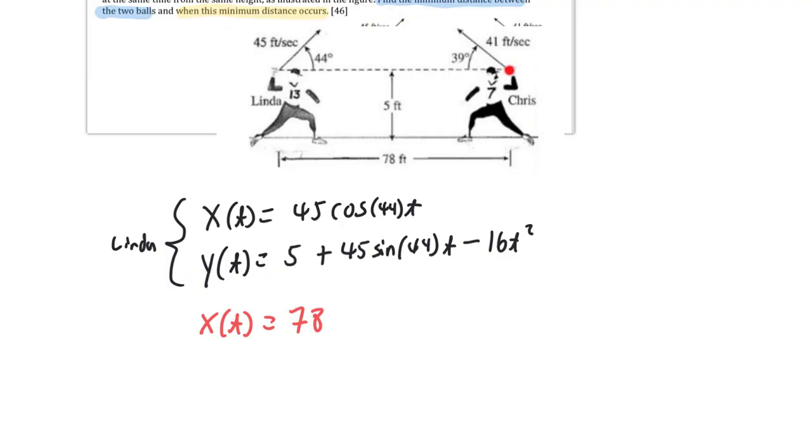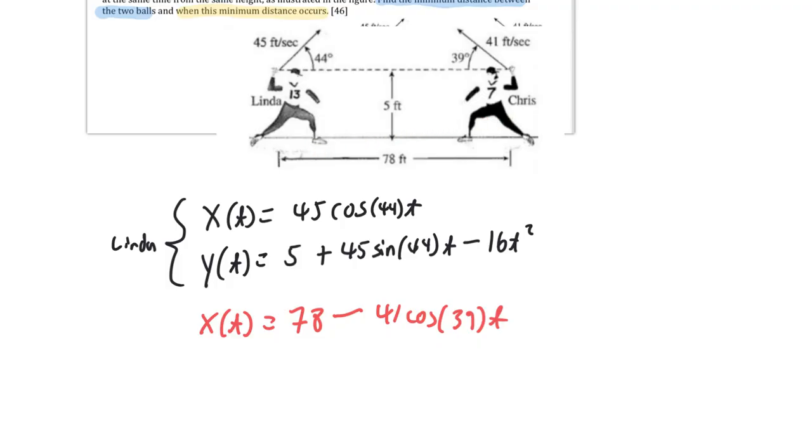However, the horizontal movement of the ball, yes, we know it's going up at a slant, but the horizontal component is moving to the left. So that needs to be denoted by the fact that we're subtracting 41 cosine of whatever his angle is, times t. This minus means that the ball is moving horizontally to the left.